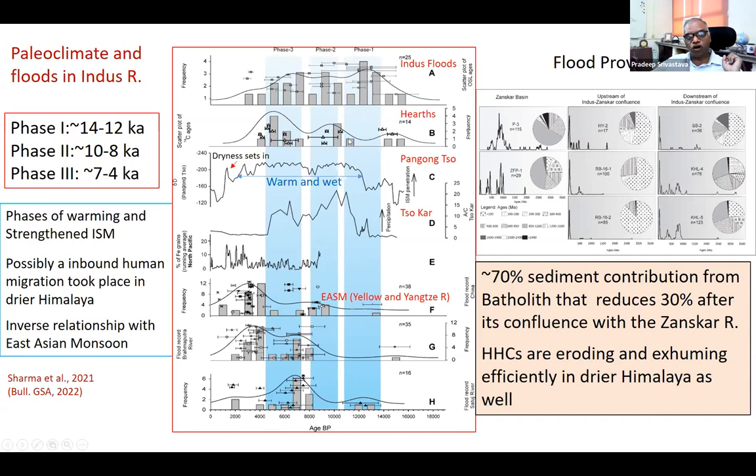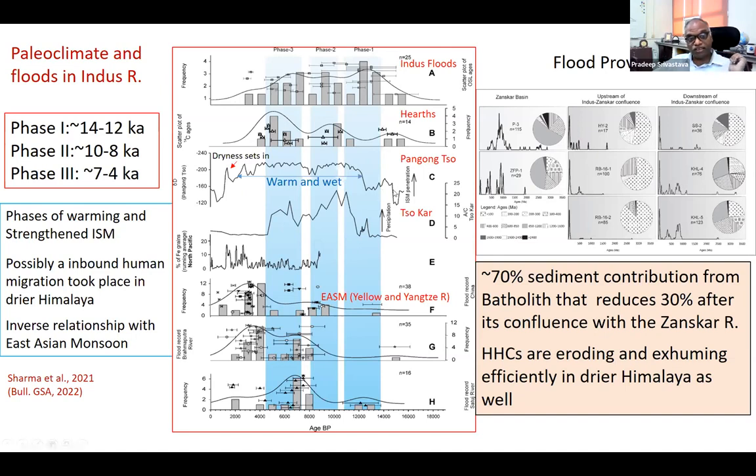The interesting part of this story is that these are the human hearths. The human presence was increasing when the flood frequencies were also higher. It is only during the later part of the Holocene that we are finding the most hearths. That means the human presence in Ladakh increased during the middle to late Holocene, when the flood frequencies were also higher.